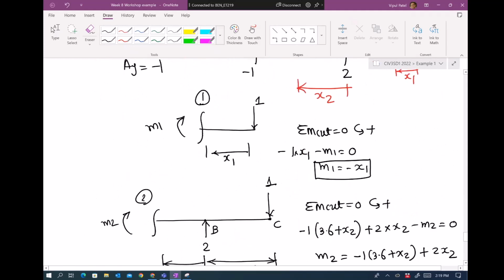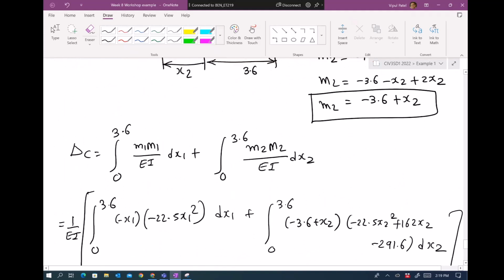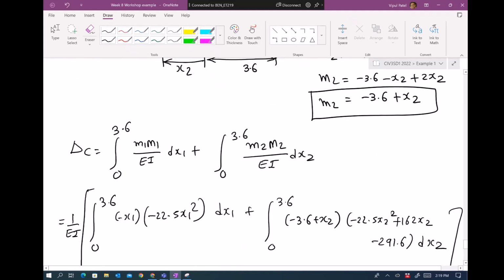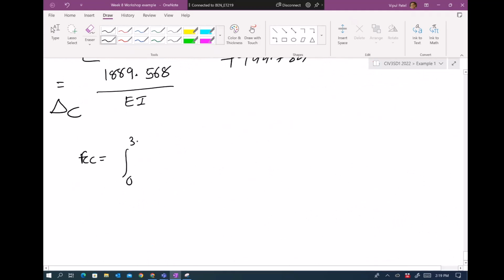So FCC equal to 0 to 3.6 small m1 capital M1 over EI dx1 plus 0 to 3.6 small m1 capital M1 over EI dx2. Right? Our structure is, by the way, this one.